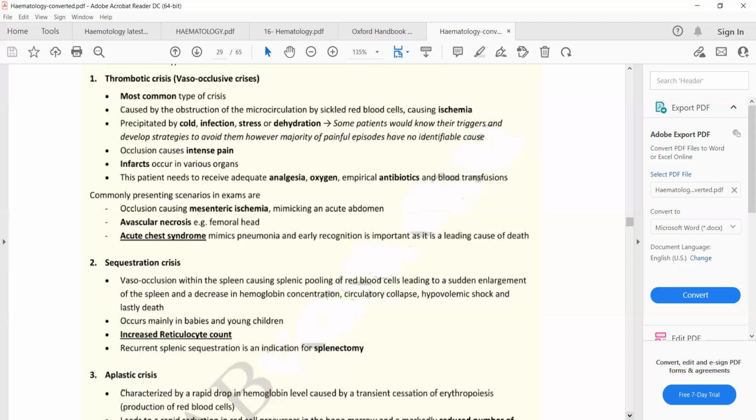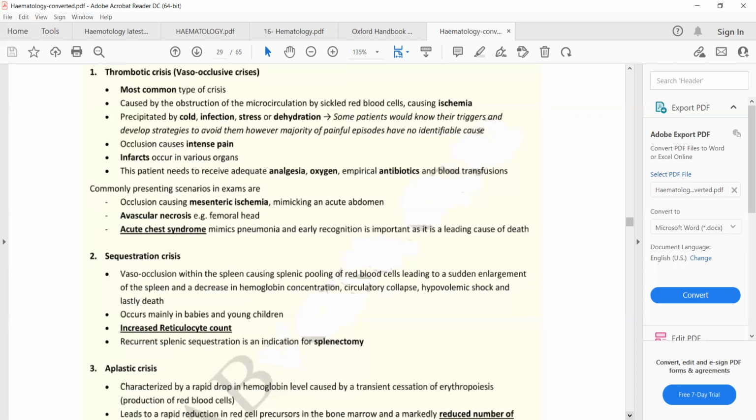Sequestration crises usually occur in babies and in young children. In sequestration crisis, there will be increased reticulocyte count. In aplastic crisis, we discussed that low HB will be associated with a decreased reticulocyte count because the bone marrow is suppressed, so reticulocytes will not be produced. So low HB with low reticulocyte count will be aplastic crisis, and low HB with high reticulocyte count will be sequestration crisis.